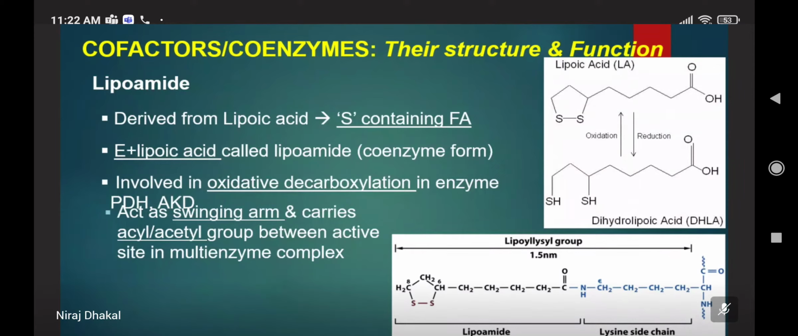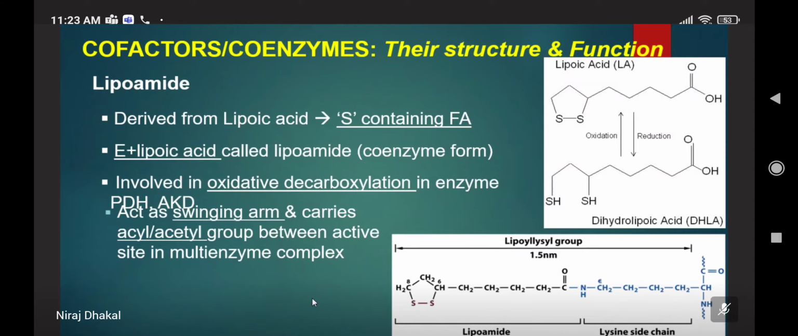Another is lipoamide. This is derived from lipoic acid, which is a sulfur-containing fatty acid. This is the structure of lipoic acid, and it exists in both oxidized and reduced forms. The oxidized form is lipoic acid, whereas the reduced form is called dihydrolipoic acid, because you can see here two sulfurs. They are linked in lipoic acid, but as it gets reduced, they separate and exist as individual sulfhydryl groups, and it's called dihydrolipoic acid.